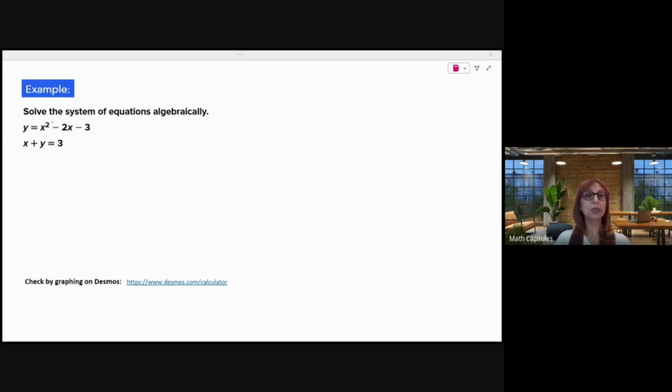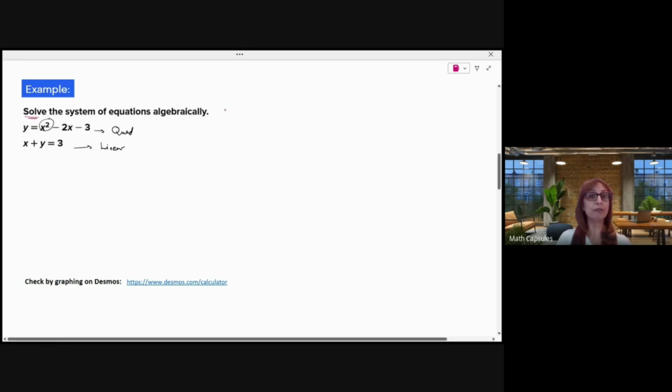First example, solve the system of equations algebraically. We have two equations. The first one is quadratic because we have here a power 2, and the second one is linear. So this is a quadratic function, and this is a linear function. And we need to solve them algebraically.